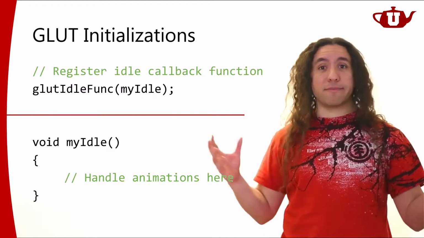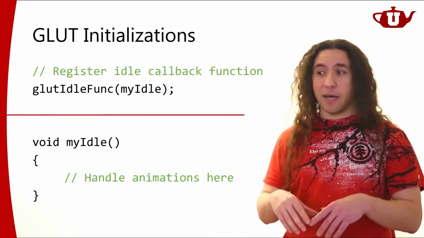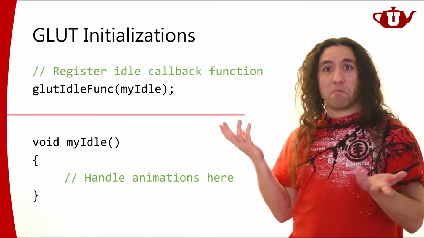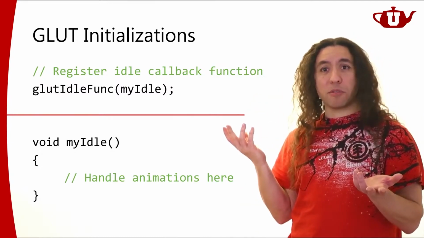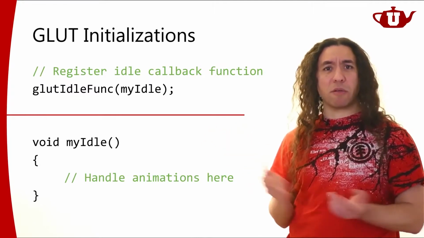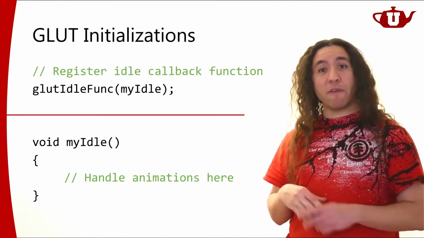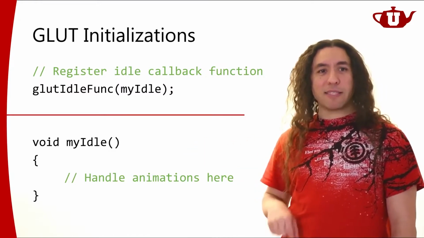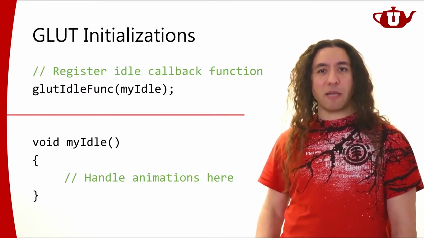So your application is done with all the OpenGL drawing and finished everything, and now we're waiting for more user input. And there is no user input. There's nothing to do. What do I do now? So if you have any animations in your scene, that would be the place to do the animations.